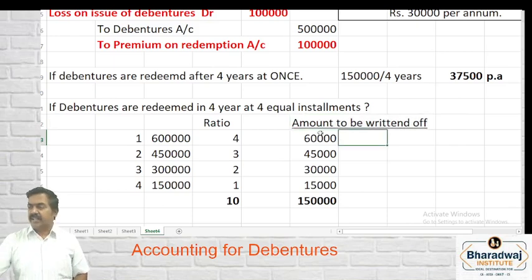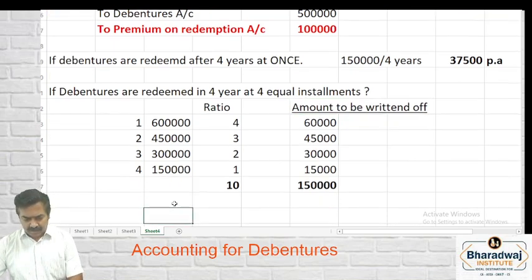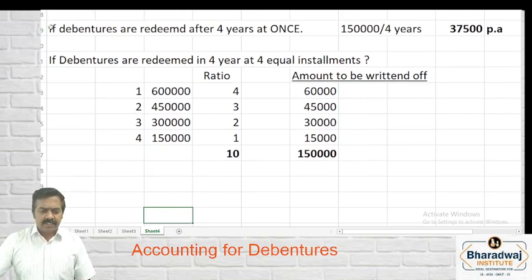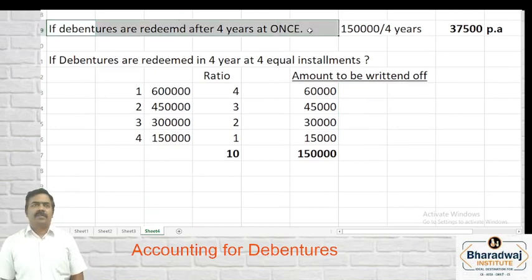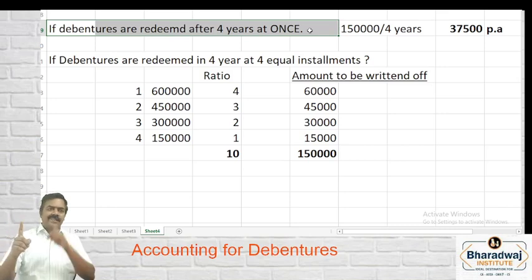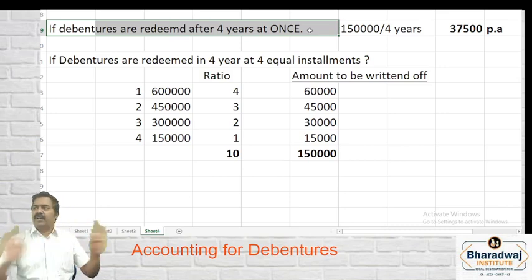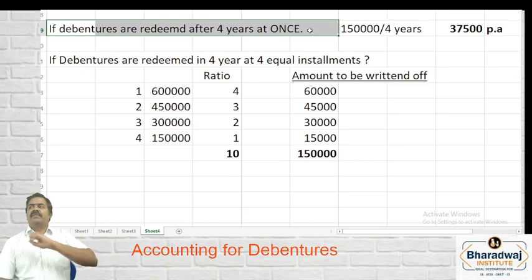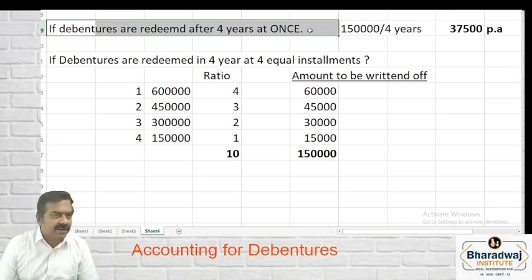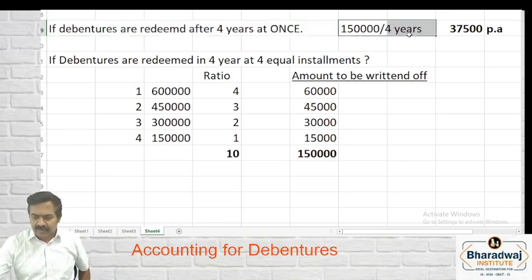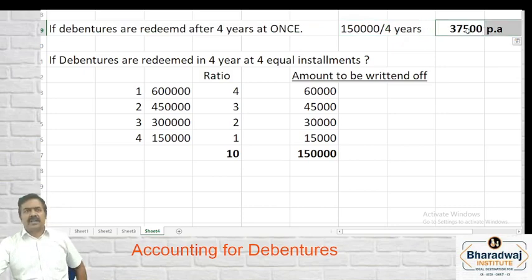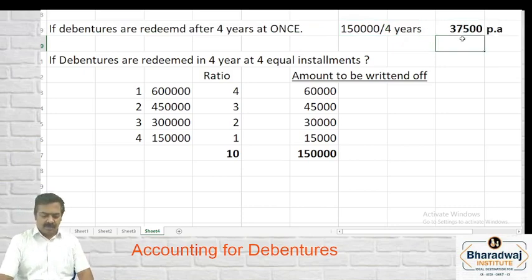In the P&L account. Once again, I repeat, pay attention. First case, debentures are redeemed after 4 years. First year 6 lakhs outstanding debentures. Second year, third year, fourth year, full 6 lakhs. In the fourth year, we will pay the entire 6 lakhs. So 1,50,000 divided by 4 years. How much will you write off? 37,500 every year. In which account? Profit and loss. You will be charging it in the P&L account.